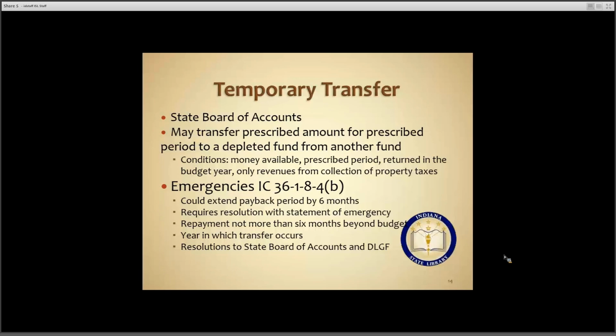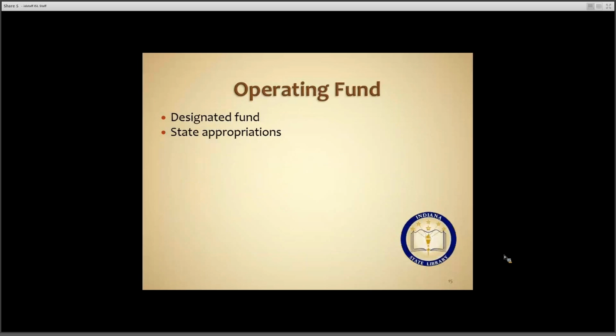One caution is don't borrow from the State Technology Grant Fund. Generally, the temporary transfer is for a prescribed period and returned in the budget year. There are occasions when there is an emergency that allows the return of the funds beyond the budget year. Note, an emergency requires a board resolution that is filed with the State Board of Accounts and the Department of Local Government Finance.